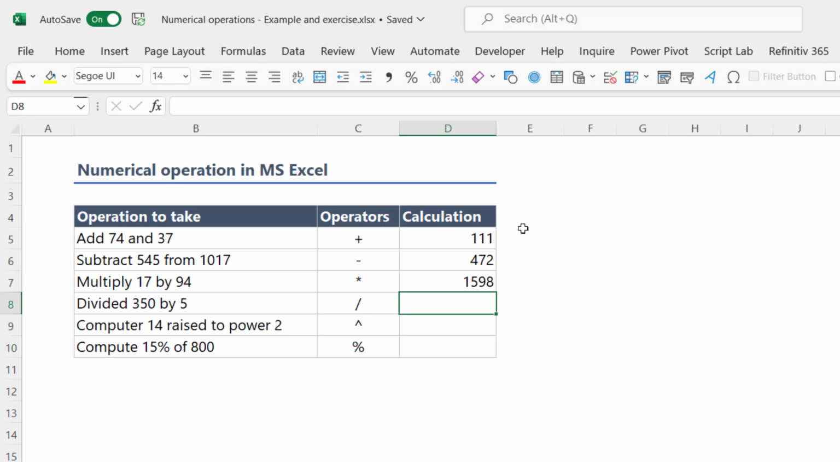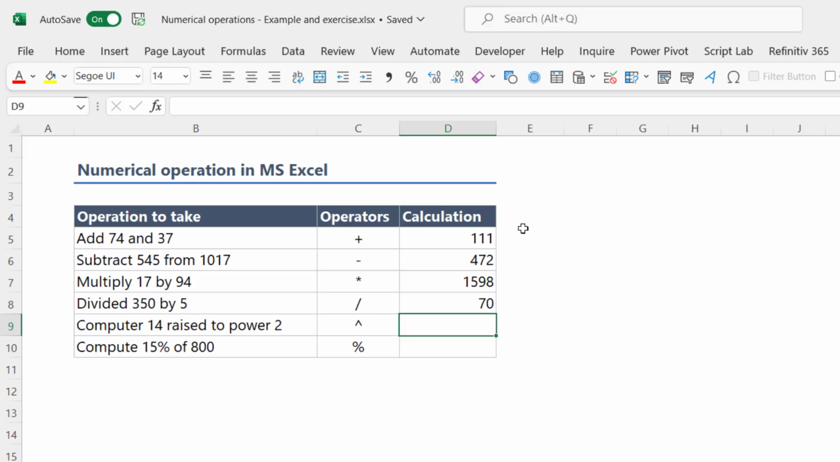If you want to divide two numbers, for that we'll have to use a forward slash. So here I have to divide 350 by 5. So I'm going to put it as equals 350 forward slash 5. Again, the space is optional for all these operations. So I press enter. I've got 70. These are very intuitive. A couple of less intuitive items.